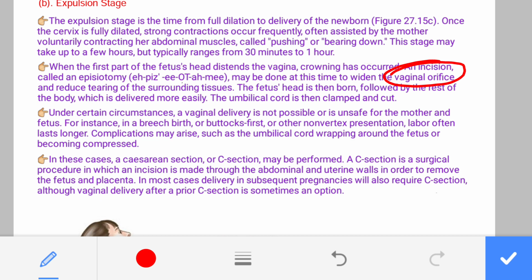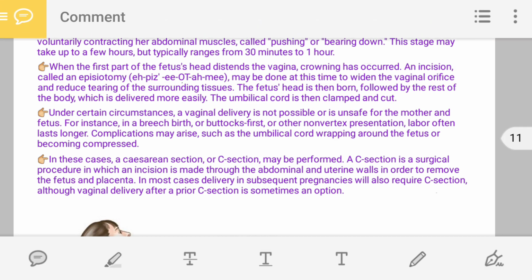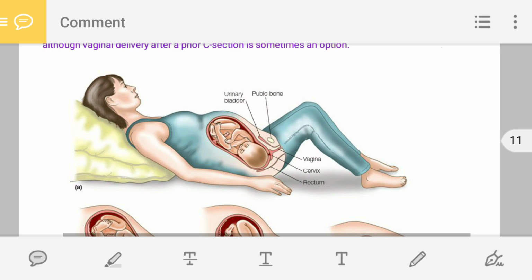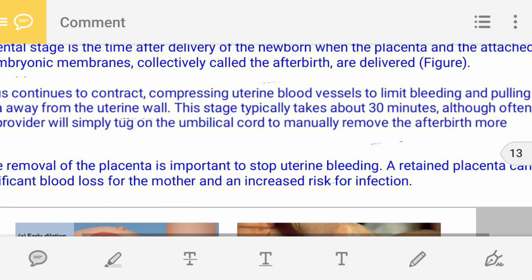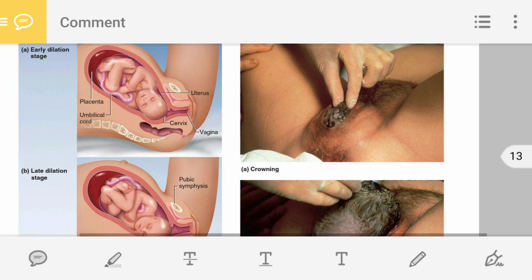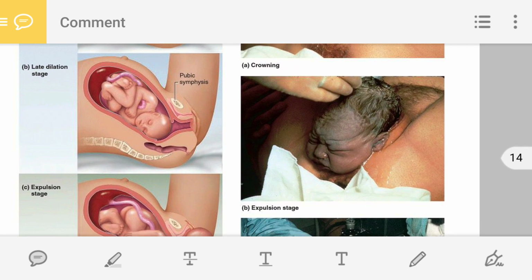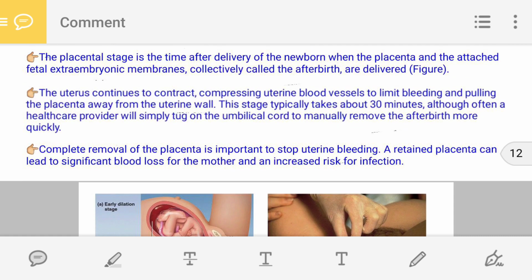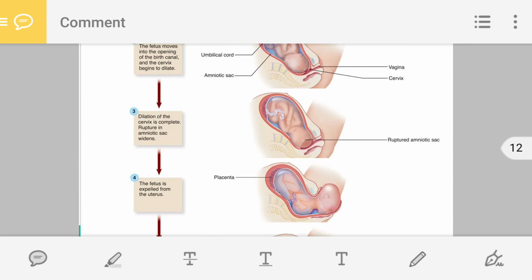Okay, so first the head is coming out, and then the entire body of the baby comes out. Once the baby comes out with the umbilical cord, it is clamped and cut. Okay, so I will show you the expulsion stage. Here you can see this is the crowning, and this is the expulsion stage. The entire head has come out from the vaginal passage. Okay, vaginal orifice, vaginal opening.